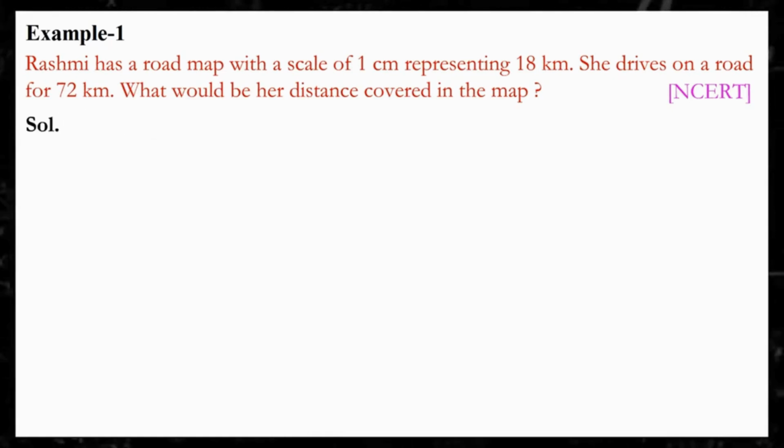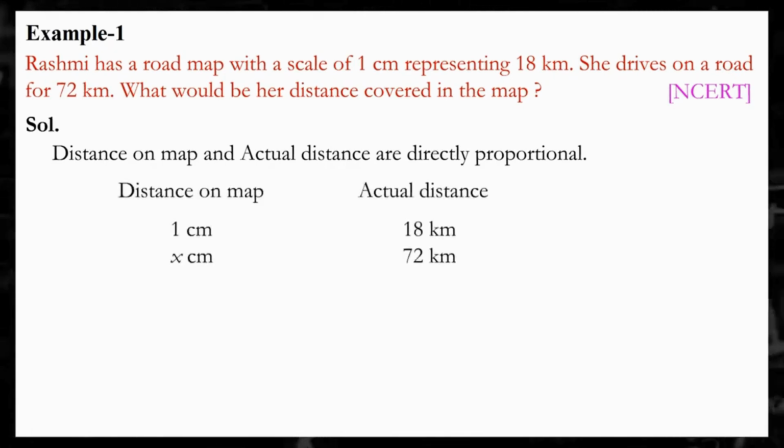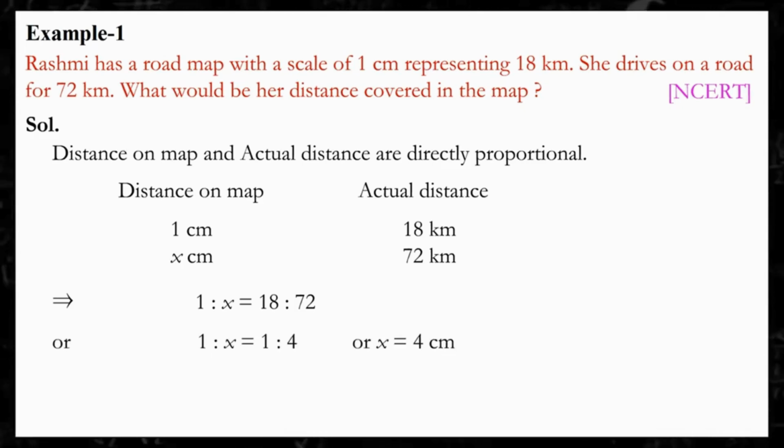NCERT. Solution. Distance on map and actual distance are directly proportional. Distance on map: 1 centimeter, x centimeter. Actual distance: 18 kilometers, 72 kilometers. This implies 1 is to x is equal to 18 is to 72, or 1 is to x is equal to 1 is to 4, or x is equal to 4 centimeters.